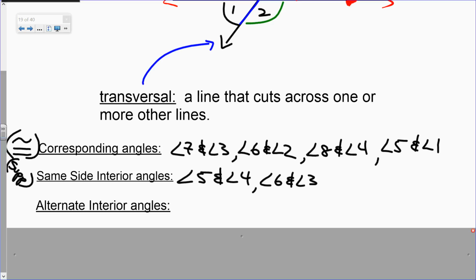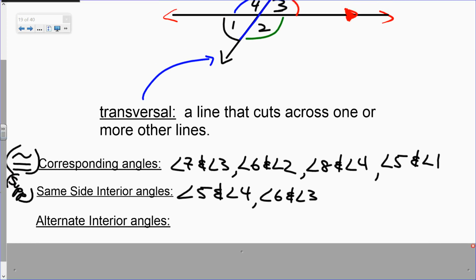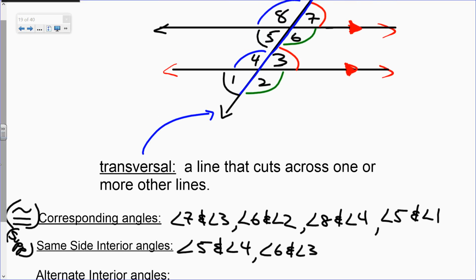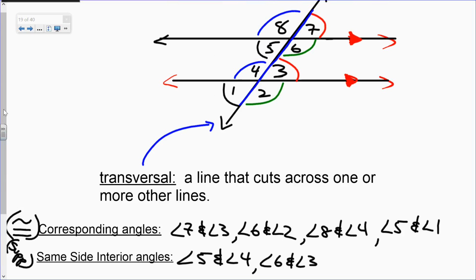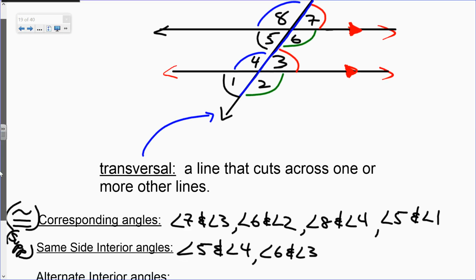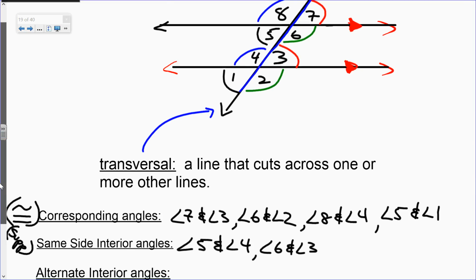All right. Now the word alternate, it's the opposite of same side. Alternate means on different sides of the transversal. And they're interior. So alternate interior would be this space in the interior and angles on different sides of the transversal, hence the name alternate. So alternate interior would be 6 and 4 and 5 and 3. 6 and 4 are alternate interior, and 5 and 3 are alternate interior. Notice they're on different sides of the transversal.